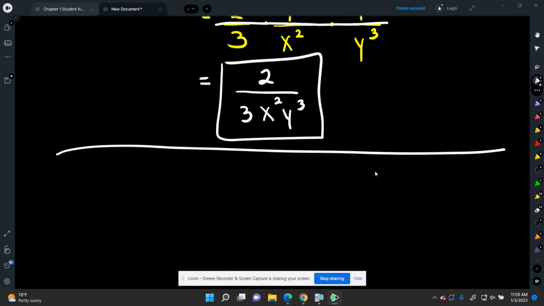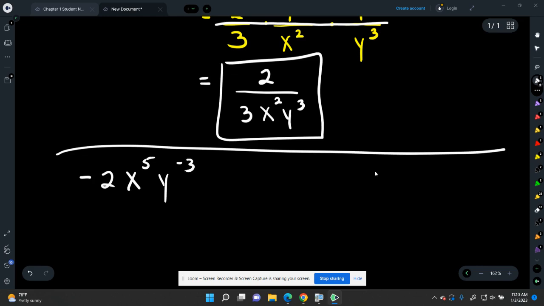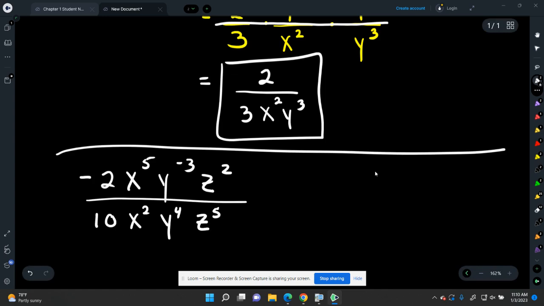So let's do negative 2 x to the 5th, y to the negative 3rd, z to the 2nd, over 10 x to the 2nd, y to the 4th, z to the 5th.